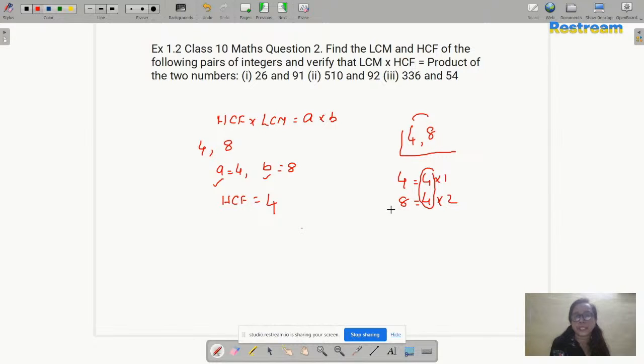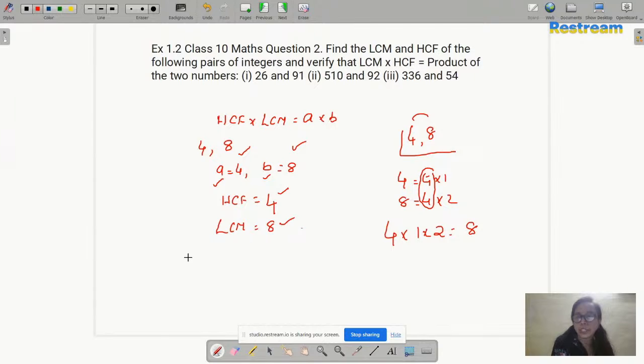Right, children? Now next we want to find the LCM. What is the LCM of 4 and 8? The common factor is 4, so 4 into 1 into 2, that is 4 twos are 8. 8 is the LCM. LCM is equal to 8. Now the two numbers I have taken: the first number is 4, the second number is 8, the HCF of the two numbers is 4, and the LCM of the two numbers is 8.